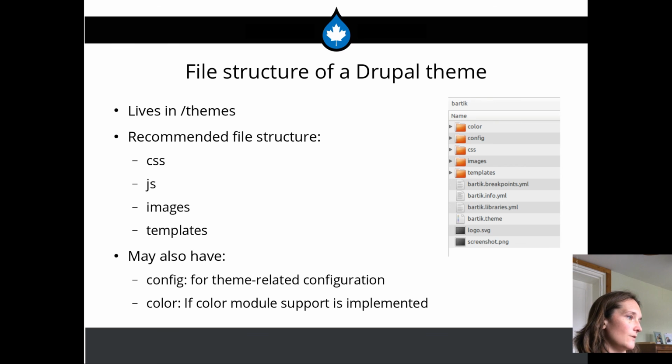You can see that Bartik also has a folder for config. These are the theme settings that you'll find in the Drupal admin interface. For custom themes, you probably don't need this, and you can ignore it. If you're doing a theme that requires site builders or anyone using it to be able to change settings, that's how you set that up. Bartik also has a color module folder. So if you, for some reason, want to implement the color module, that's where all the code for that goes. Maybe eventually I will do a session on that, because the color module is a little bit esoteric and difficult to understand if you haven't done it before.